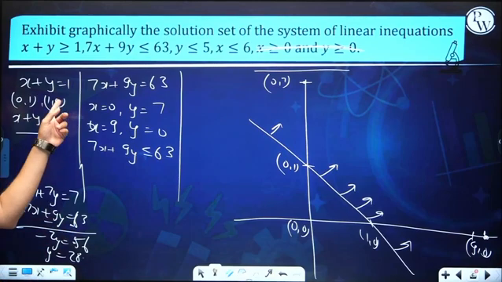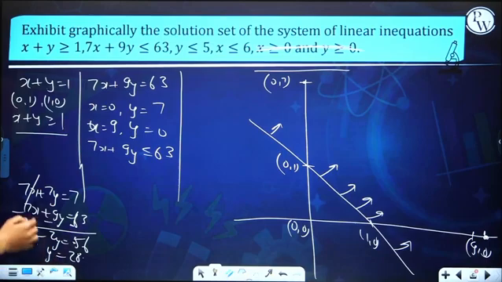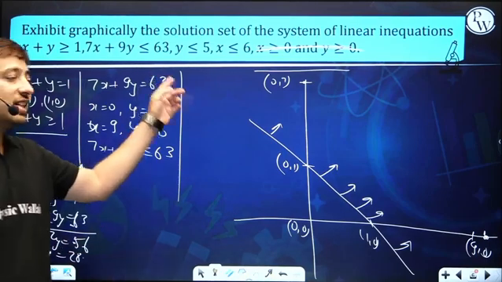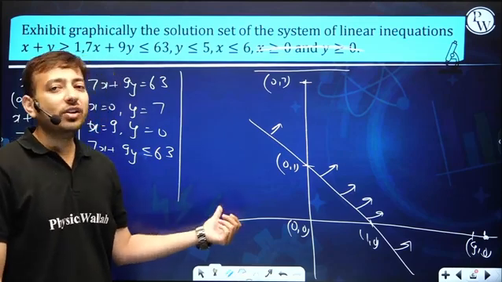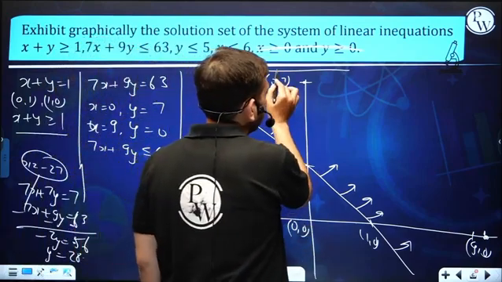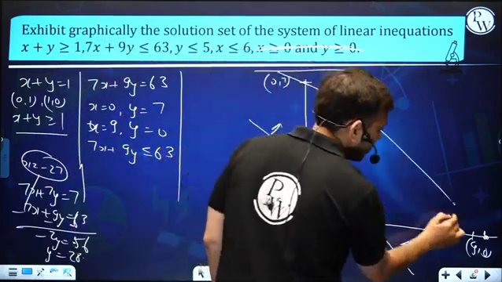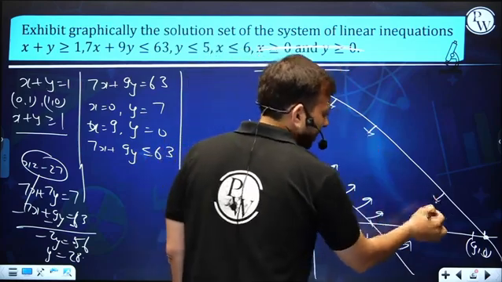So if you put 28, the x value will be minus 27. So that means they will intersect in the second quadrant, not in the first quadrant. So easily you can draw this line like this, and the answer is below these lines.